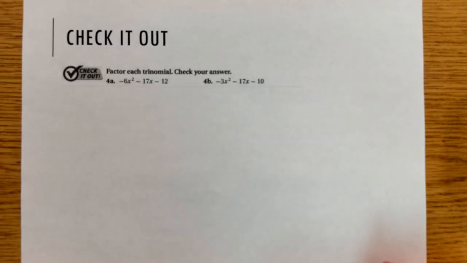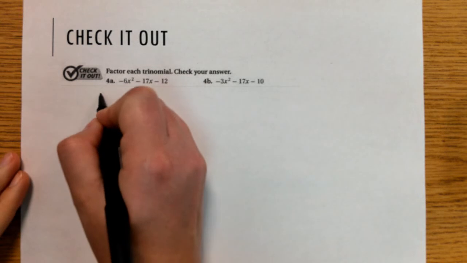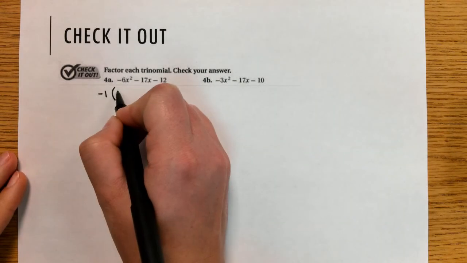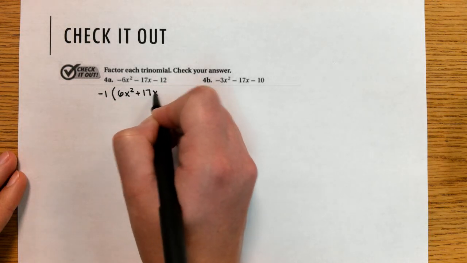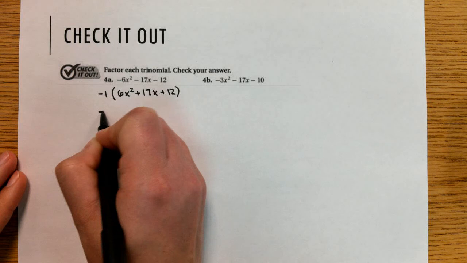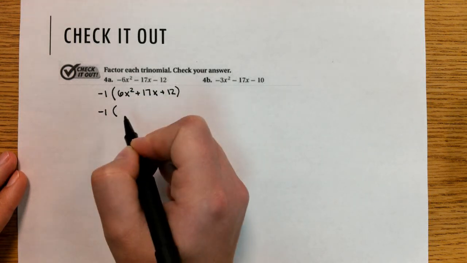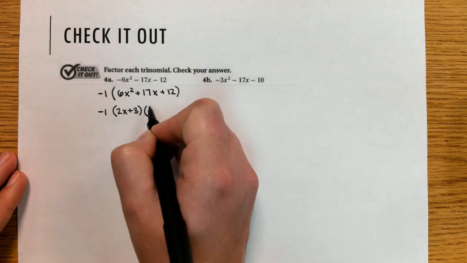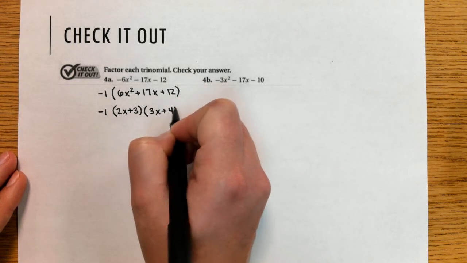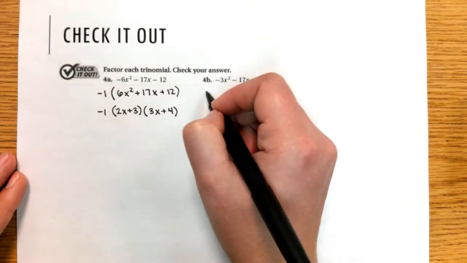So go ahead, take a moment, pause the video, and then resume when you're ready to check your answer. Remember, you need to factor out that negative 1 first, since the leading coefficient is negative. So for A, I'm going to factor out the negative 1 first. So I'm going to have negative 1, and then in parentheses, 6x squared plus 17x plus 12. And then I factor this trinomial inside, and I'm going to get 2x plus 3 times the quantity 3x plus 4. For B, I'm going to factor out the negative 1 as well.